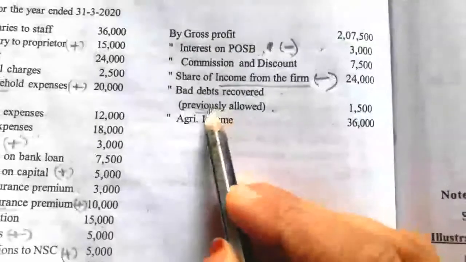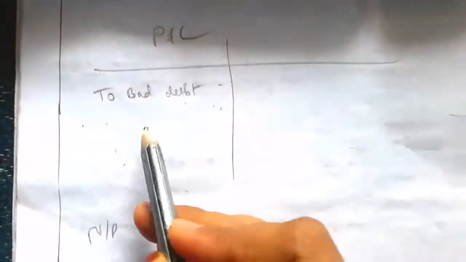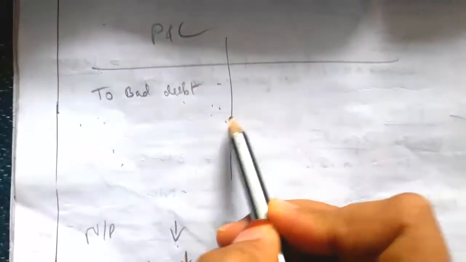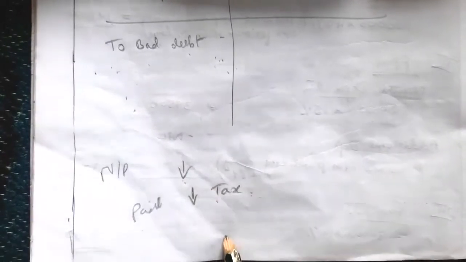Now in the next year, that bad debt was recovered. Previously it was allowed as a deduction, and we have recorded it on the debit side of the profit and loss account. Because of that our profit has shown less and we have paid less tax.